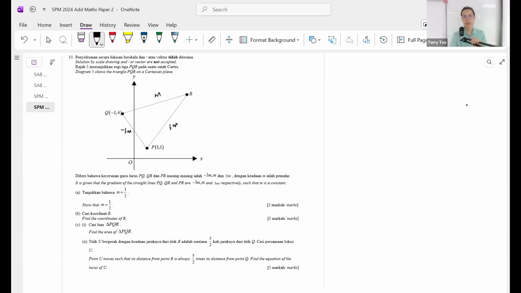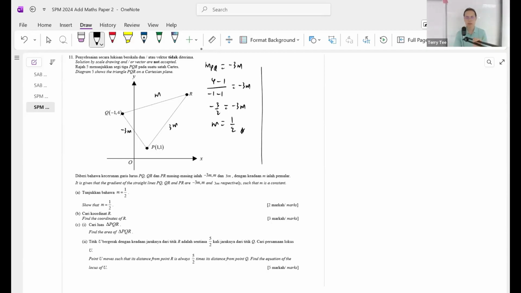We know point P and point Q, so we know gradient PQ is -3m. Let's do y2 minus y1 over x2 minus x1. This is -3m. This is 3 divided by -2. There is a negative in front of the 3; sorry, I missed out, PQ has a negative in front. So what is my m? My m is half.